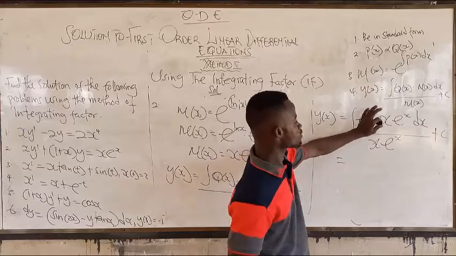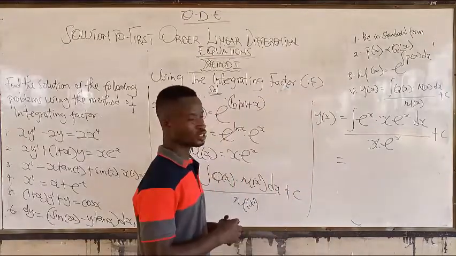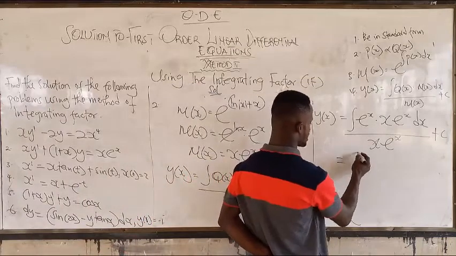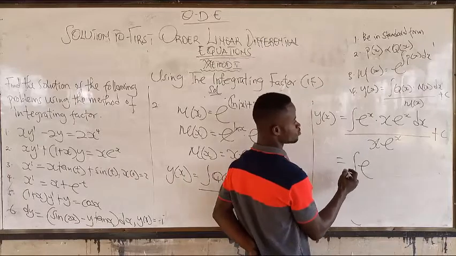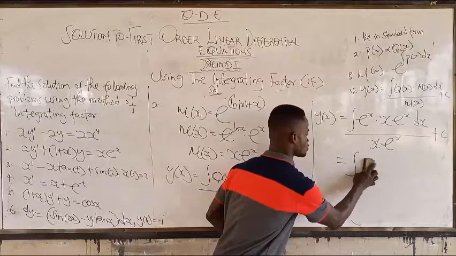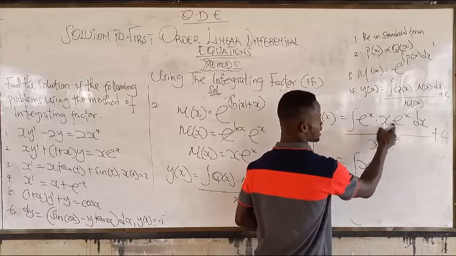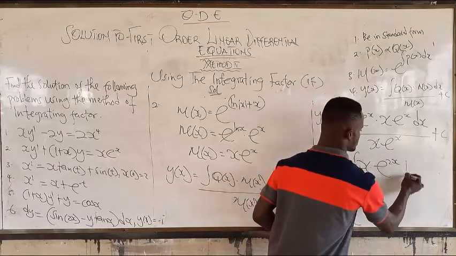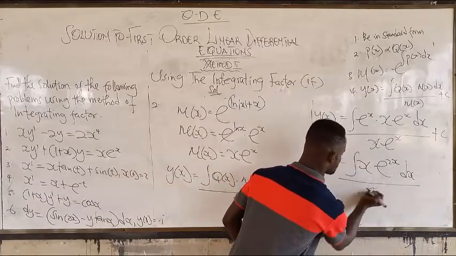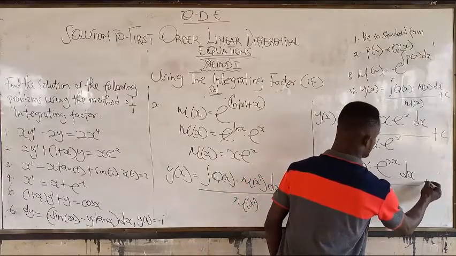Now, let's finish with the numerator and then come back to do the division. So here, what we have is the integral. Don't forget, we can combine. This x will come here, and we can combine this and this to get e raised to the power 2x dx. So you can see what we have now. Alright. We have x e raised to the power x plus the c.